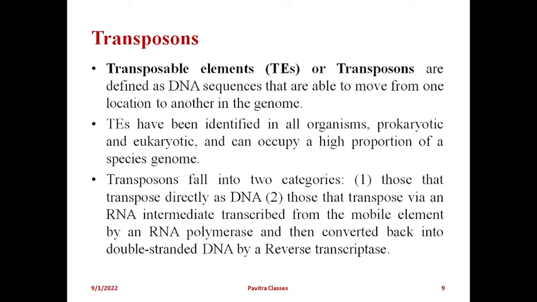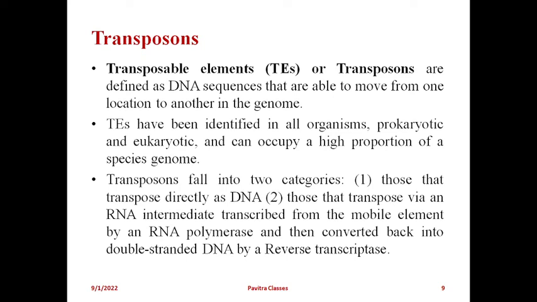Last is the transposons. Transposons, or transposable elements, are defined as DNA sequences that are able to move from one location to another in the genome of the cell. Transposable elements have been identified in all organisms. They are present in prokaryotes and eukaryotes, and in a higher proportion in some specific genomes.